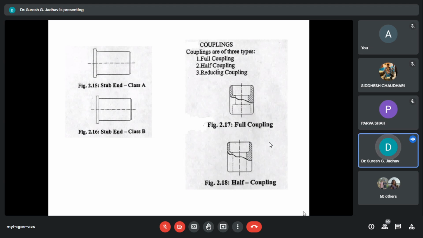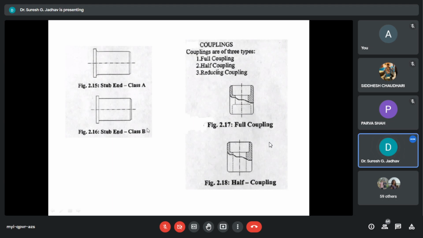MSS-SP-43 specifies two classes. With the help of ASME B16.9, there are two types of stub ends: one is the long stub end, and another is the short stub end. And the other standard, MSS-SP-43, specifies two classes: stub end class A and stub end class B. Class A is with radius, and class B is without radius at the corner.